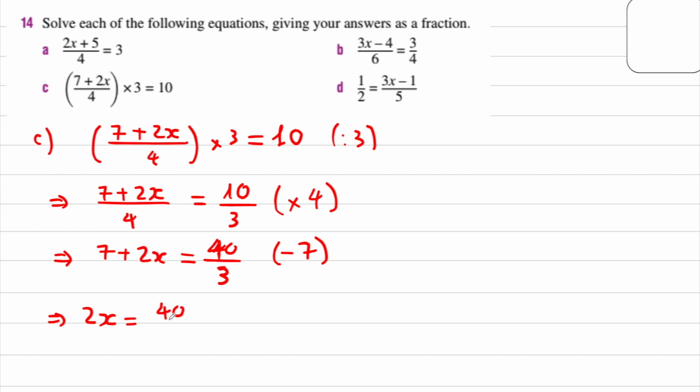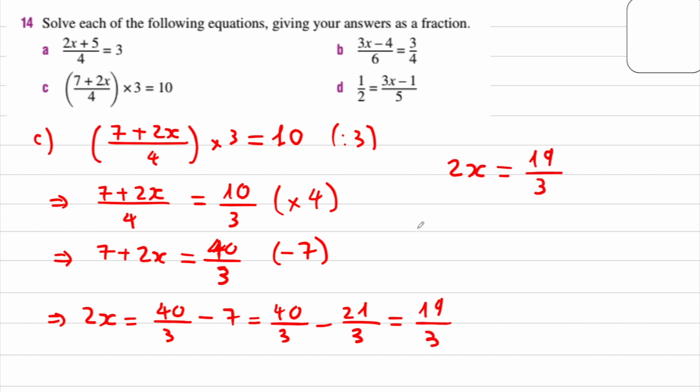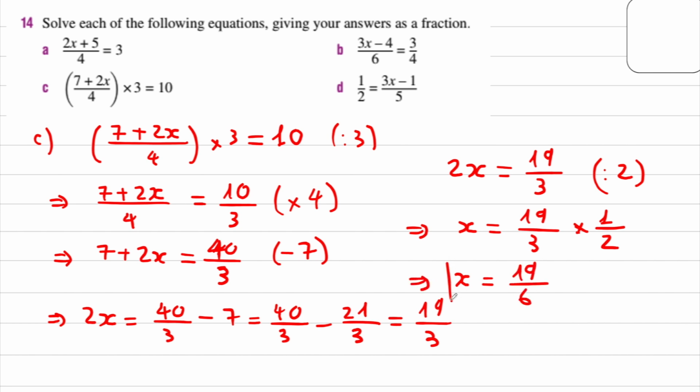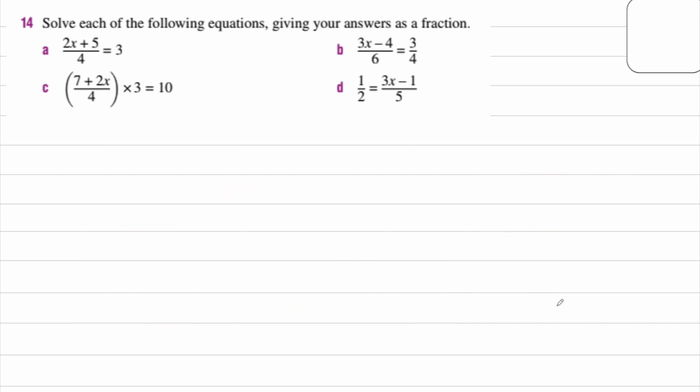2x equals 40 over 3 minus 7. 40 over 3 minus 21 over 3, and the result will be 19 over 3. 2x equals 19 over 3, divided by 2. Here is x. 19 over 3 divided by 2 means multiply by 1 over 2. x here is 19 over 6. Okay, that's question C.